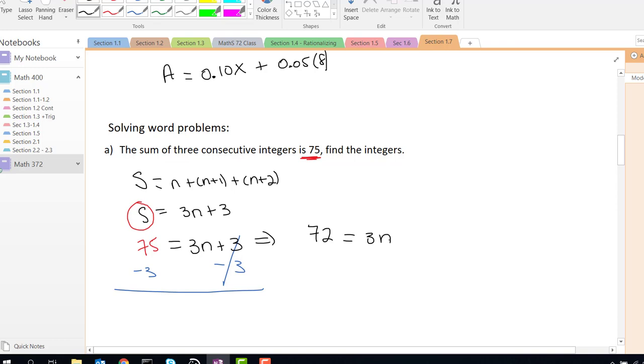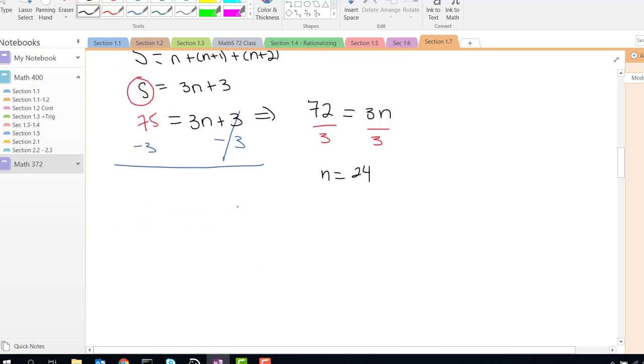And then when you divide that by 3, what do we get? So divide both sides by 3, and I'm able to get n all by itself. So n is 24. Now it says find the integers, plural. So how many integers am I finding? I'm finding 3 integers. And they have to be consecutive. So we just found 24. Because I know that they have to be consecutive, I can say the integers are 24, that's the first one, and then the consecutive of 24 is 25, and the consecutive of 25 is 26.